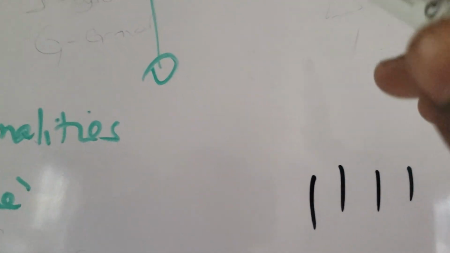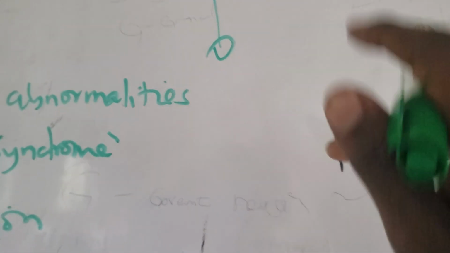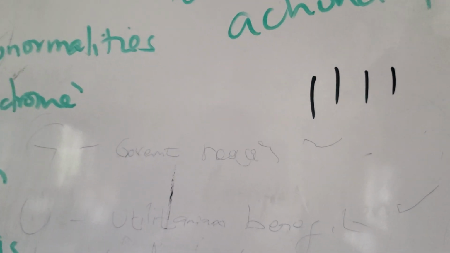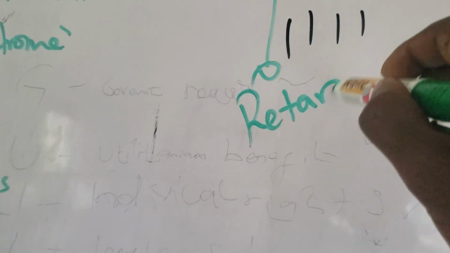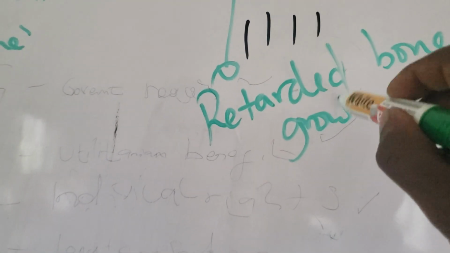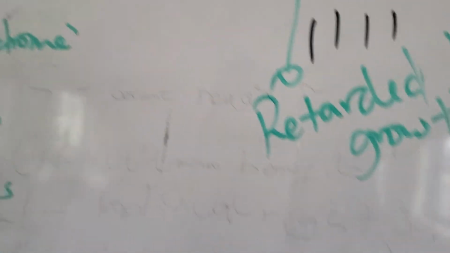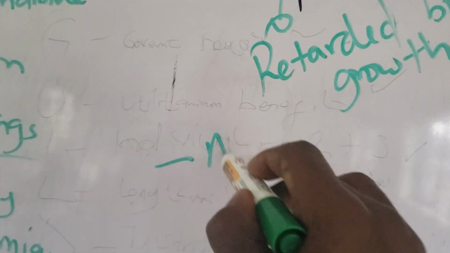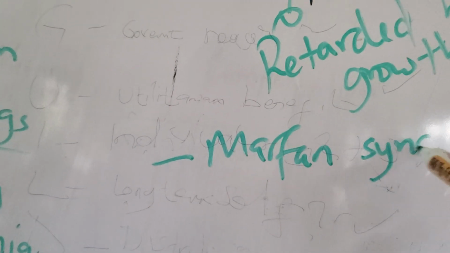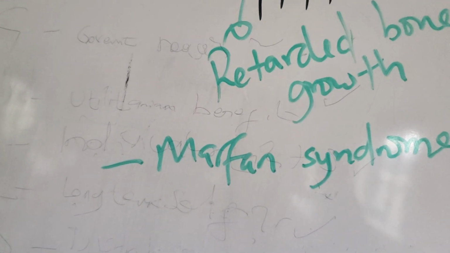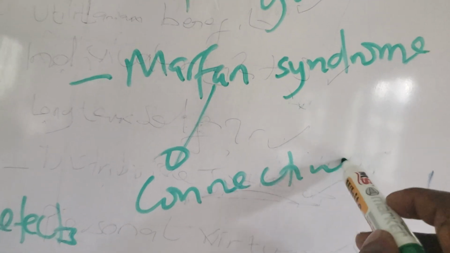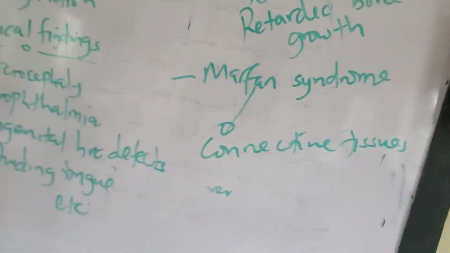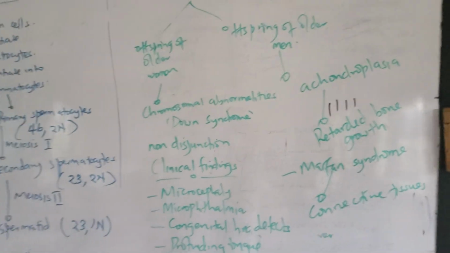Whereas these offsprings of older men tend to be born with genetic defect, achondroplasia, and here it's where you find you're having retarded bone growth, and these children, especially the boys, tend to have Marfan syndrome in their later paternal age. Remember, this syndrome is a syndrome of connective tissues. It disrupts connective tissues. Those are some of the anomalies.